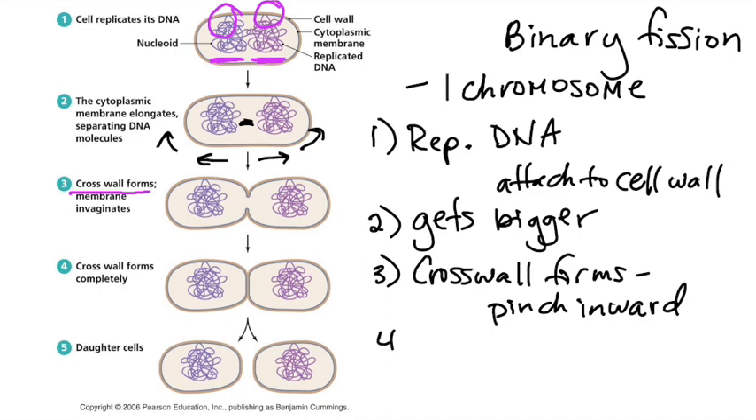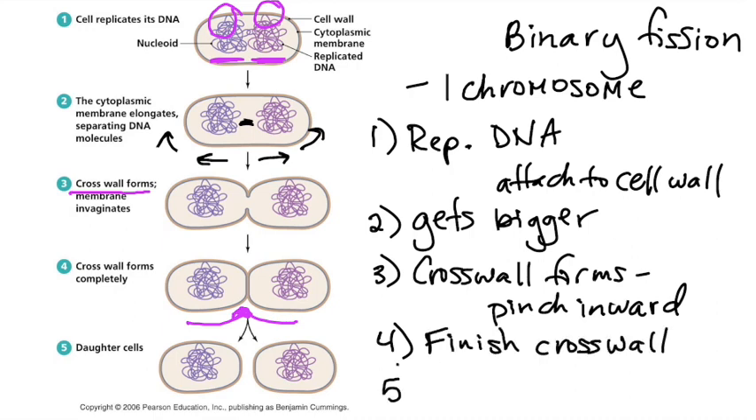The fourth step, we're just continuing forming that cross wall. You can see that it's going to be completely formed right here. And the two cells are still stuck together at this point. And then the final step, completely separate those cells. So complete division. And now we have two daughter cells. Pretty simple, right? Especially compared to eukaryotic cell division. So that's what each cell does when it replicates and it divides and becomes a new cell.